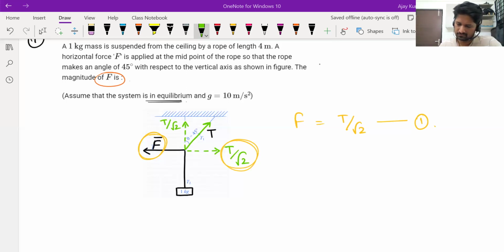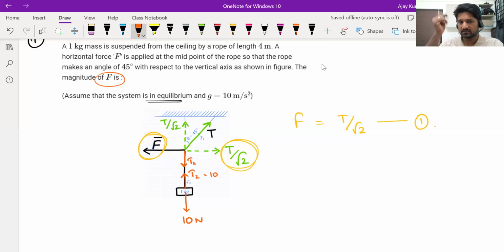So we can write T by root 2 is equal to mg. Vertical equilibrium, correct. See, if you observe, the forces acting on the block are its weight, 10 newtons, and tension in this string T2. Since the block is in equilibrium, you can say T2 is 10 newtons. And the same T2 at this junction will be acting downwards. On the block it acts upwards, at the junction it acts downwards.